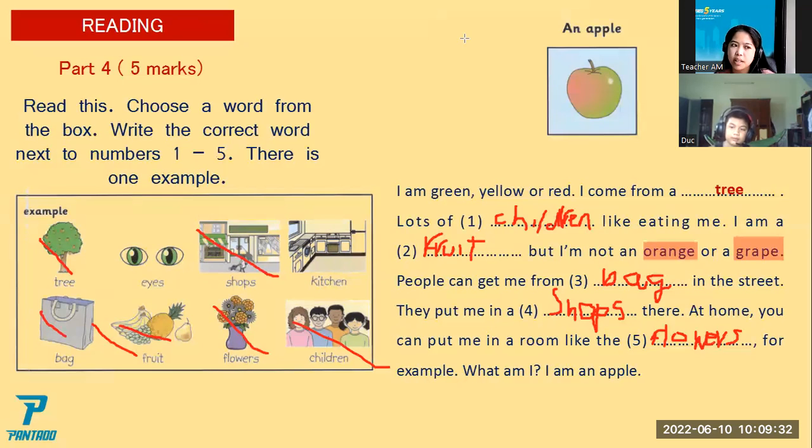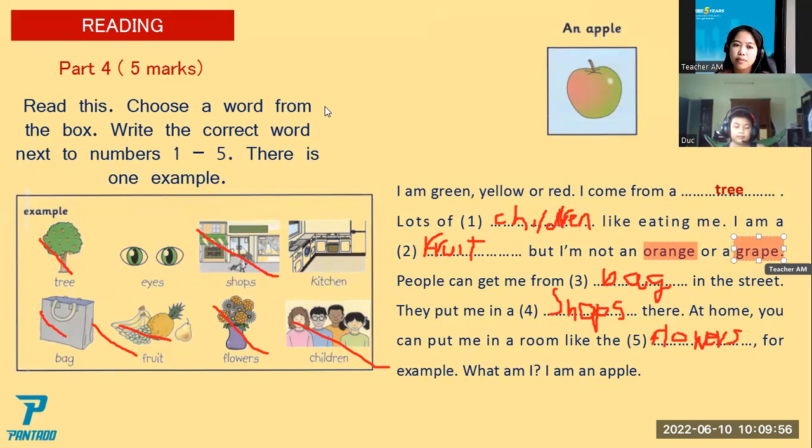Okay, so thank you for reading that one, Duke. Kindly read this word again. How do you read this? This is? Orange. Very good. What about this one? Grape. Okay, you say orange. Orange. Oranges. Okay, next, grapes. Grape.